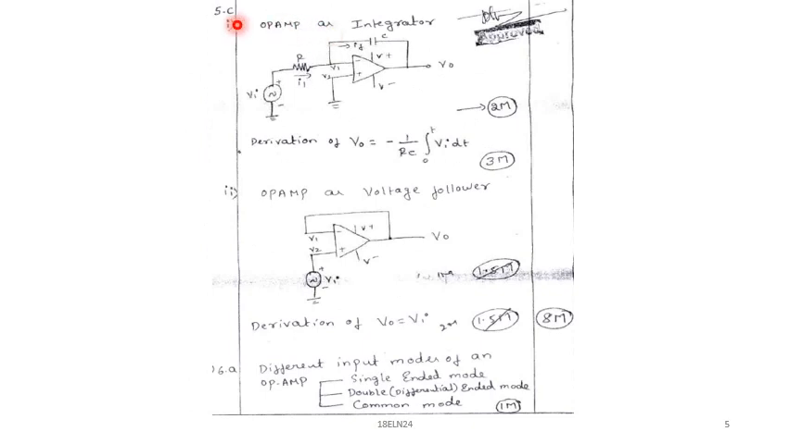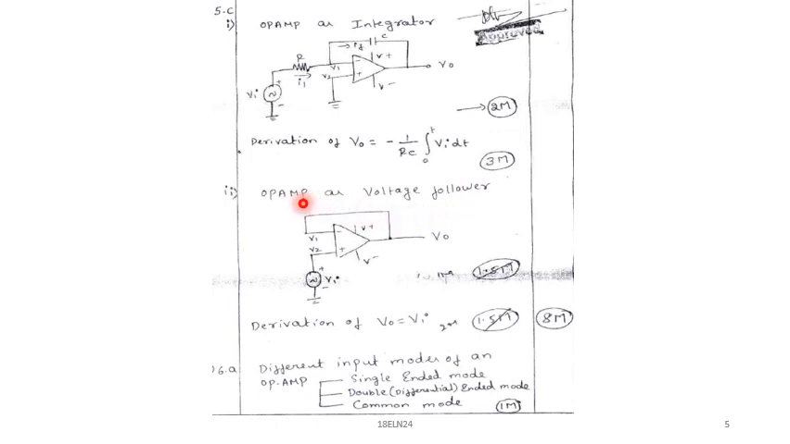Third question is 5c, that is op-amp as integrator. The integrator circuit diagram: you use a capacitor in the feedback path, and one resistor at the input side, and you apply the input to the inverting terminal of the op-amp. So circuit diagram 2 marks. Then the derivation: V0 is equal to minus 1 by RC integral from 0 to T of Vi dt. You'll get this equation for the output voltage, and the derivation carries 3 marks. So total it is 5.